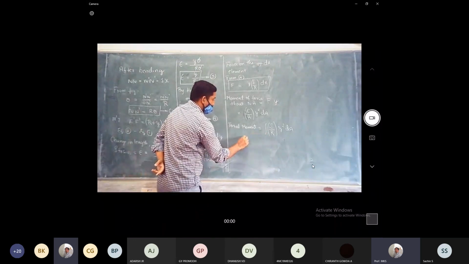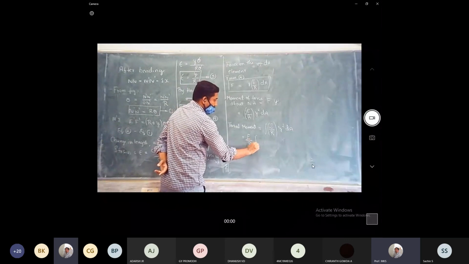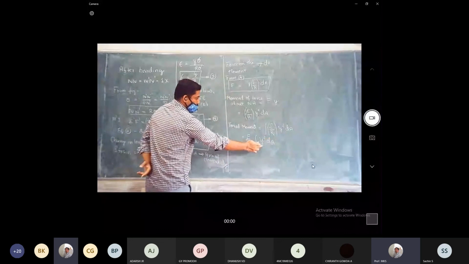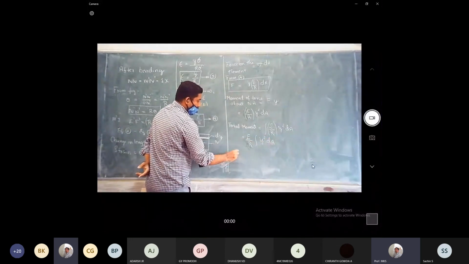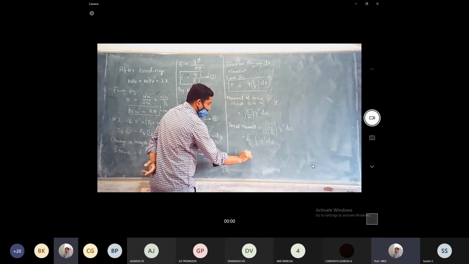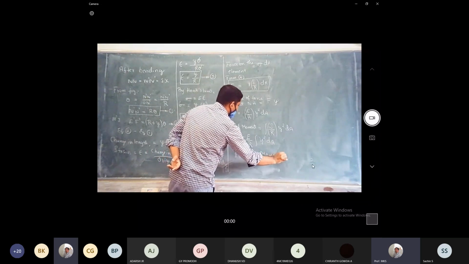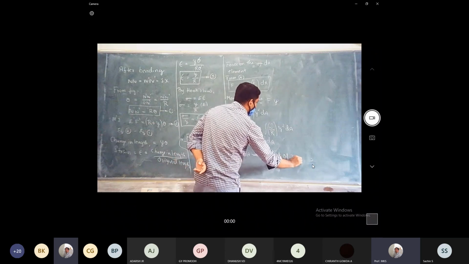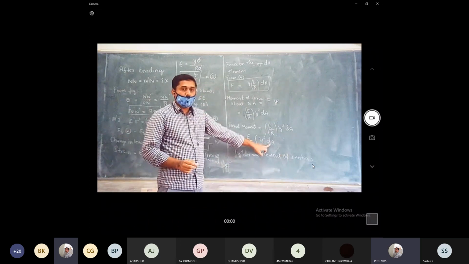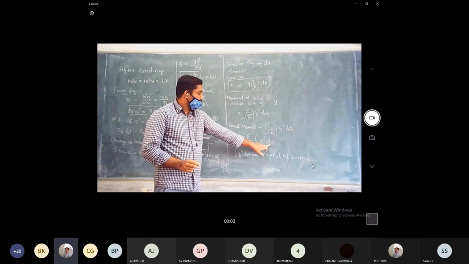So this is equal to E by R, which is constant, into the integral of y square dA, right? This integral of y square dA is called the moment of inertia. dA is the moment of area, and y into dA is the moment of area, so it is the moment of inertia.